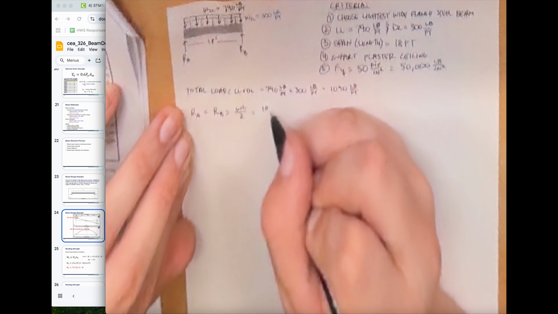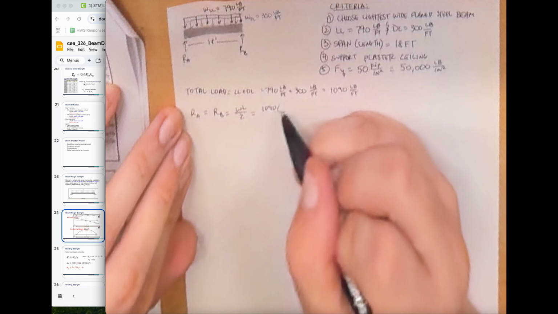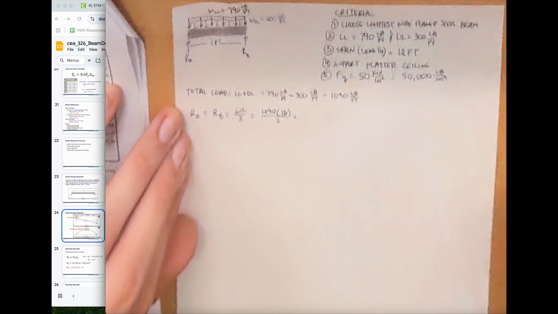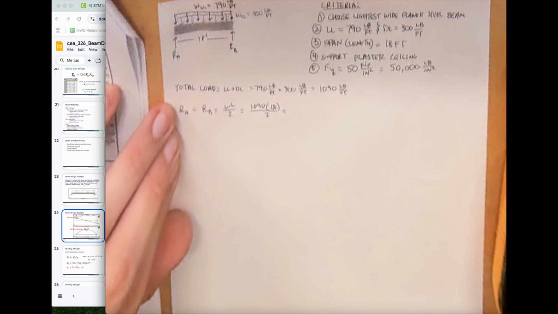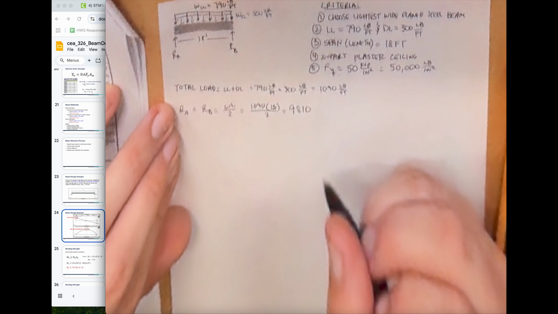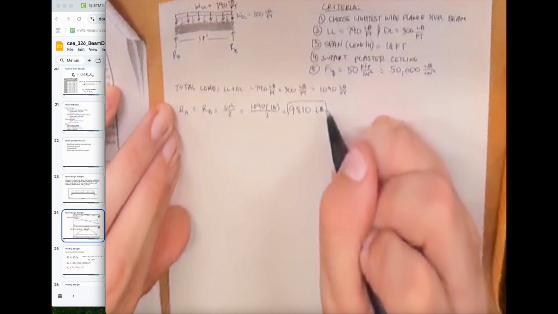So now W in this case is going to be that 1090. We're going to multiply that, so it's the pounds multiplied by the length, which is going to be 18. Divide that by 2. What we end up finding is that this is basically the equivalent of just taking 1090 times 9. And so that's going to end up giving us that value of 9,810, and that's pounds. So that's our reaction.